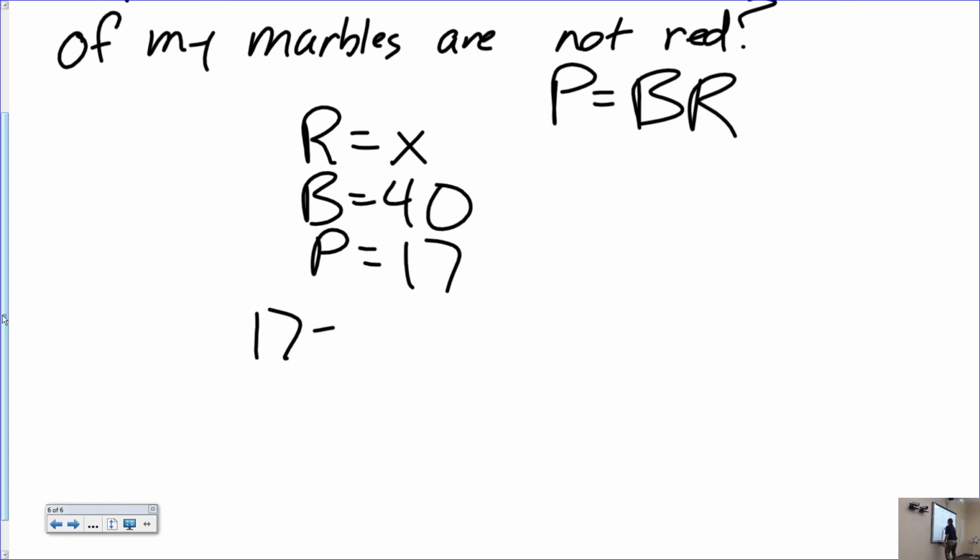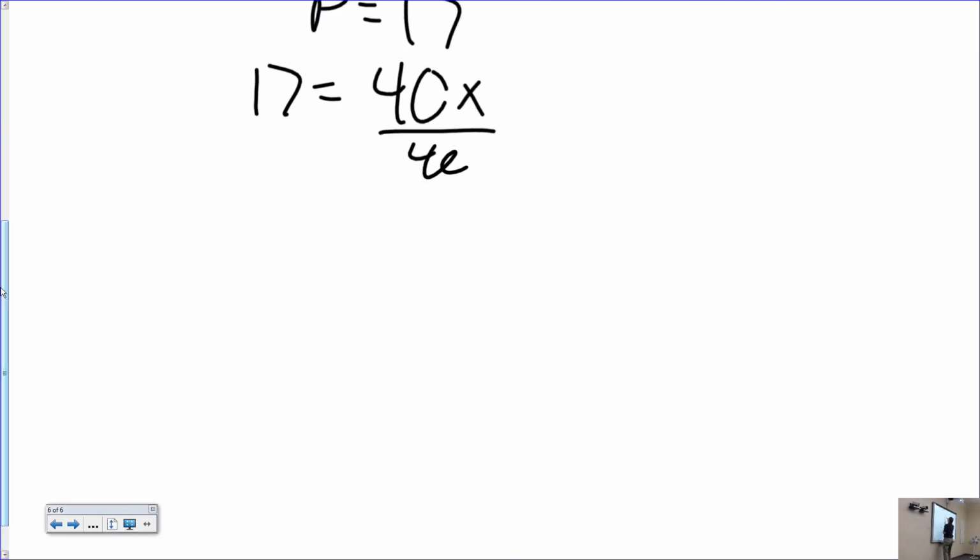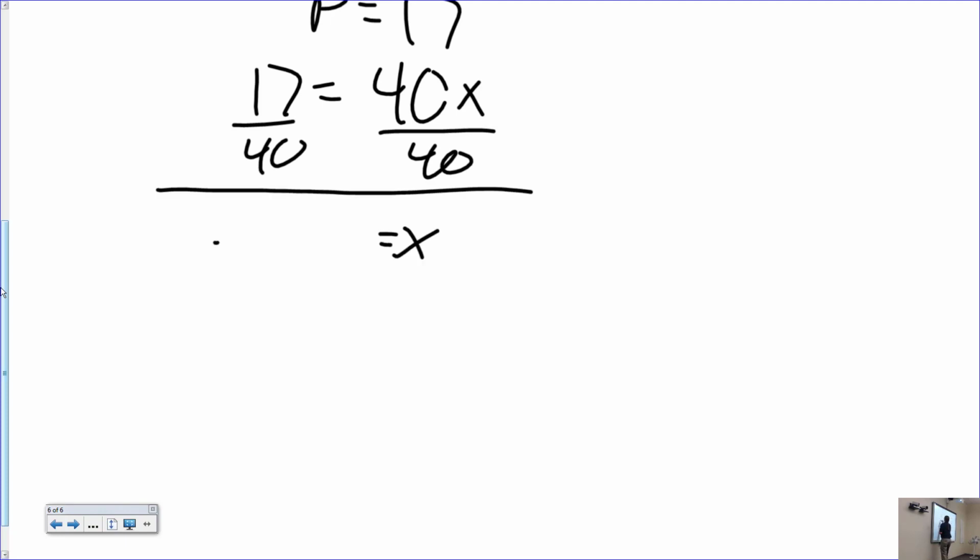So, 17 equals 40 times x. Divide by 40, awesome. 0.425. Remember that when you get the rate, folks, what does it show up as? The decimal form. So how do I convert that to a percent? 42.5%. Awesome.